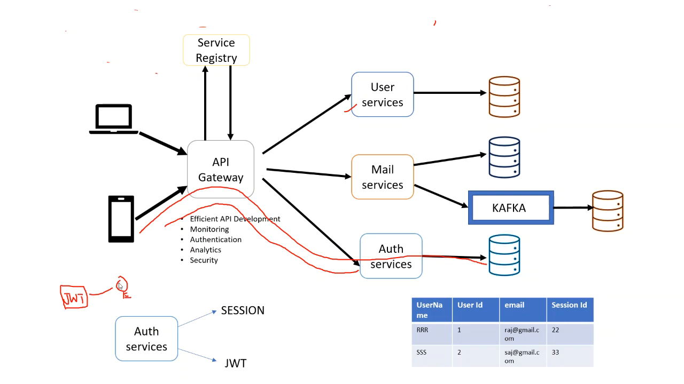The symmetric key will be signed, and the signature would be passed on with it. Whenever a new request comes from the user, the request should also have the JWT signature. So whenever the request comes to the API gateway, it will look and see, oh, it has already been signed by this authentication service, and it sends that request to the mail service or user service.